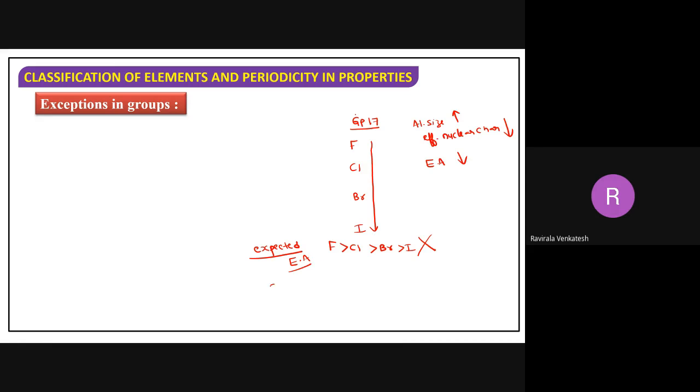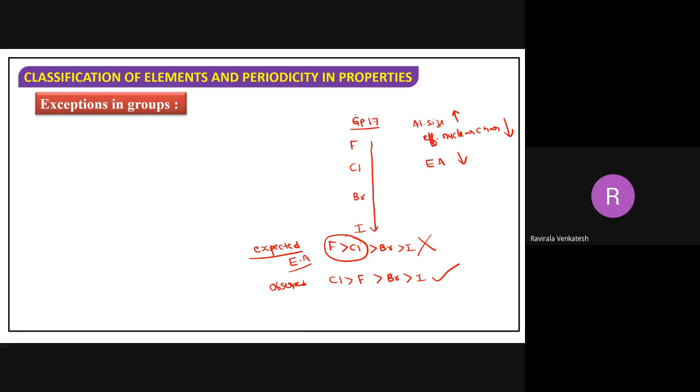Now, actually observed, if you observe, chlorine is greater than fluorine, fluorine is greater than bromine, bromine is greater than iodine. This is observed actually. So where are we getting some difference here? Here it is no problem. Here it is correct only. But here you are getting difference.